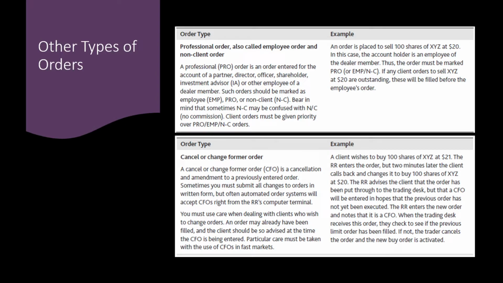There's also the cancel or change former order. A cancel or change former order, or CFO, is a cancellation and amendment to a previously entered order. Sometimes you must submit all changes to orders in written form, but often automated order systems will accept CFOs right from the RR's computer.